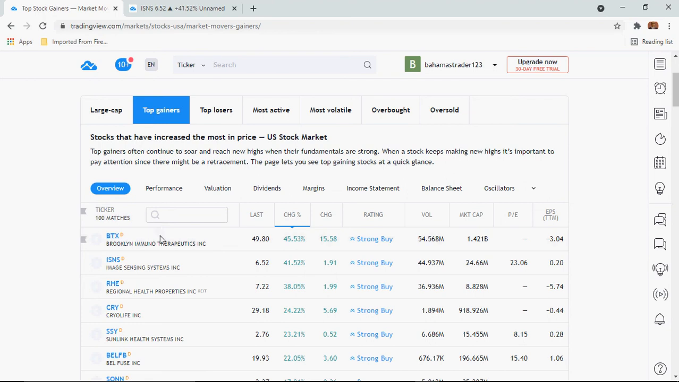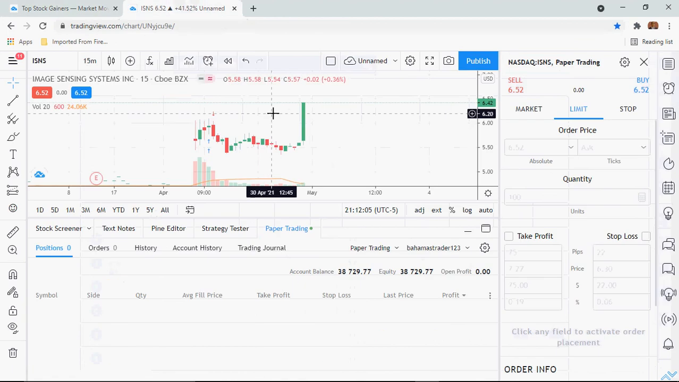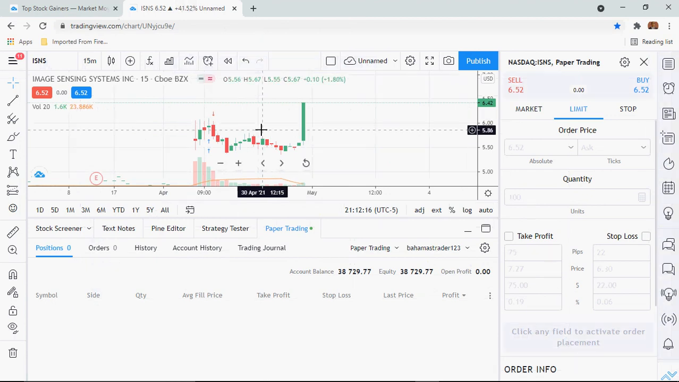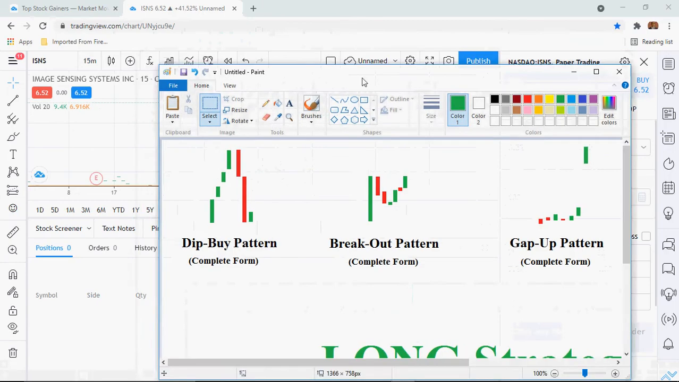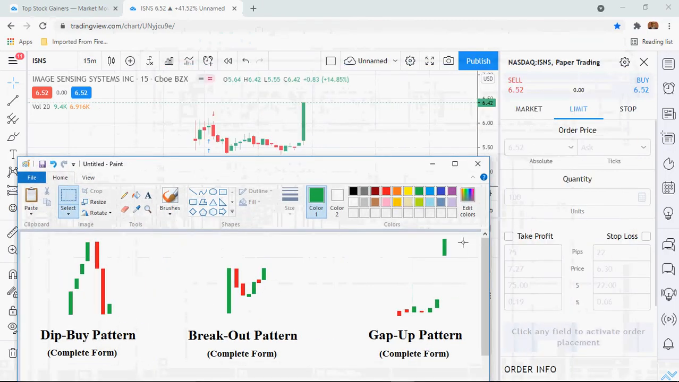However, what I do is I take this one, this one, this one, this one, and I put each in here. So as you can see, ISNS, I put this in here, I put this in here, I put it in here, and I set it to 15 minutes. And I look to see if any of these patterns today resemble any of these ones here. This is what I'm doing, okay?